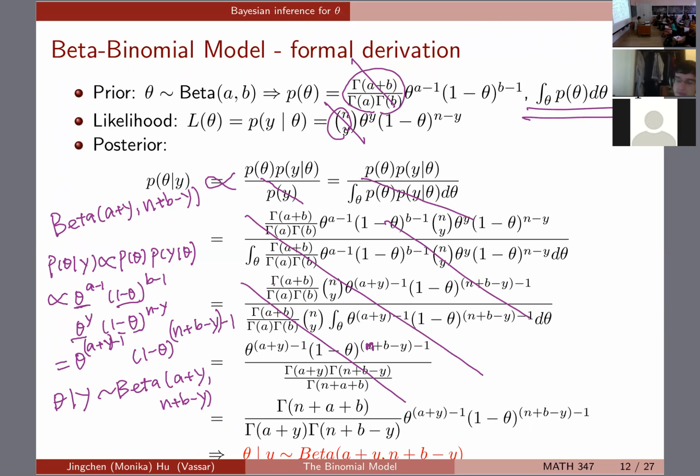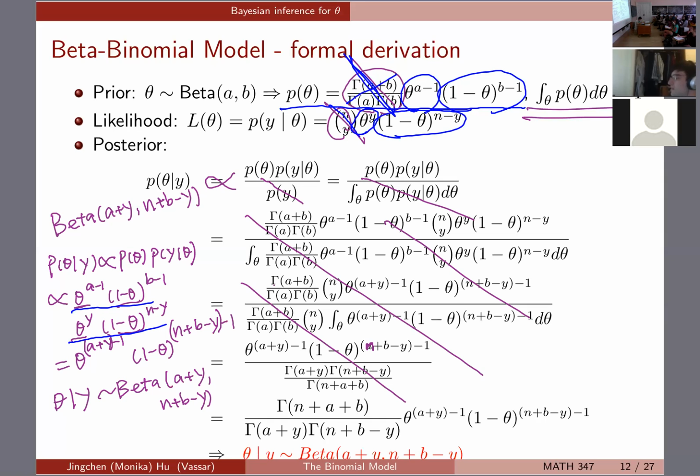So if you look at here, I can use different colors over here. The only terms that are related to theta are theta raised to the power of a minus 1, and 1 minus theta raised to b minus 1. So I don't care about the gamma, right? And that's the contribution from the prior. And the contribution from the likelihood: the choose function doesn't matter anymore because it's not related to theta. It's only theta raised to y and 1 minus theta raised to n minus y. So those are the only two terms I have left that I need over here.